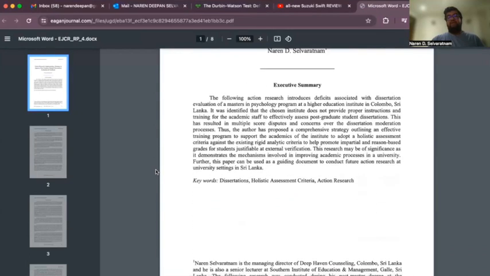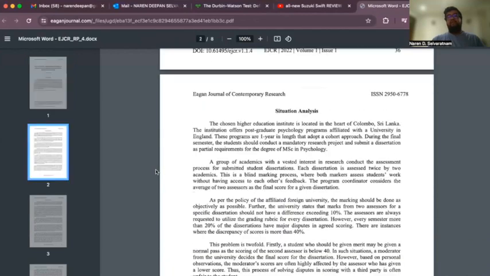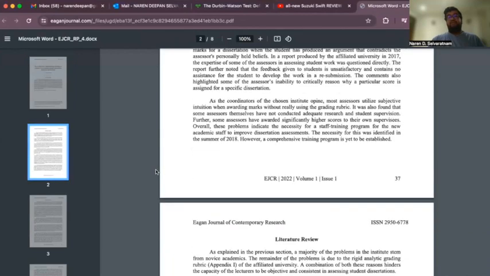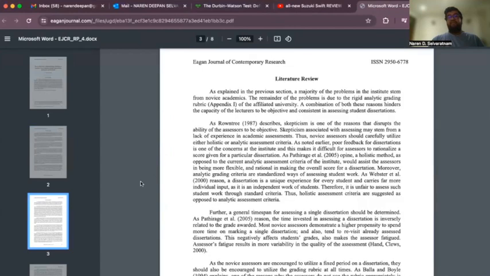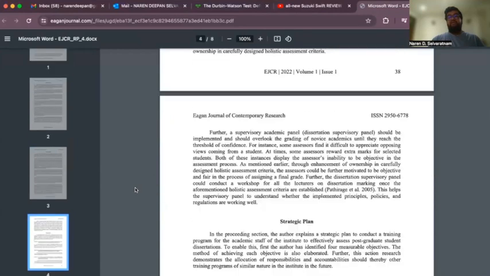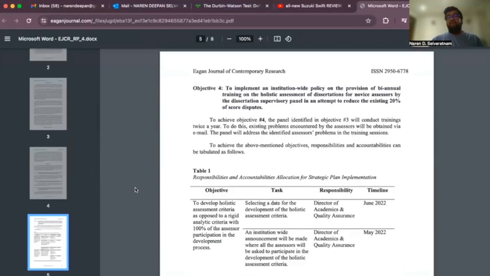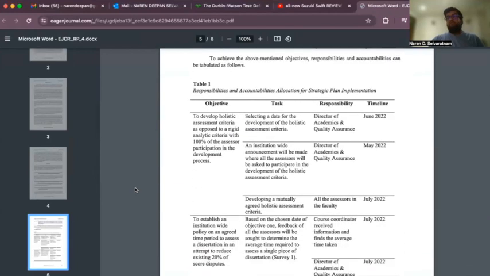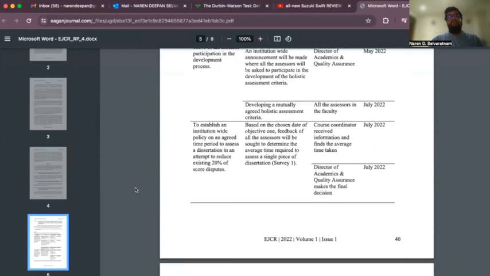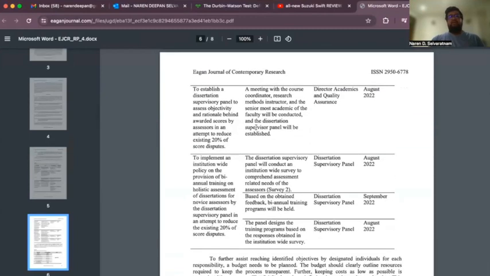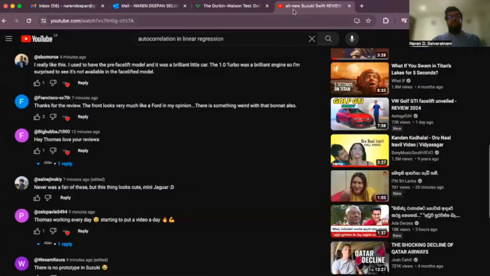So, here also I have given an executive summary, and then we have done a situation analysis, we have given some literature, and in addition to that, we have developed a strategic plan. How are we going to implement this system? Who are the people who are responsible towards achieving this and all of that? So take your time to read through this as well. It's available in our journal, legaljournal.com, and you go through and read this, and this will help you understand how an action research works as well.